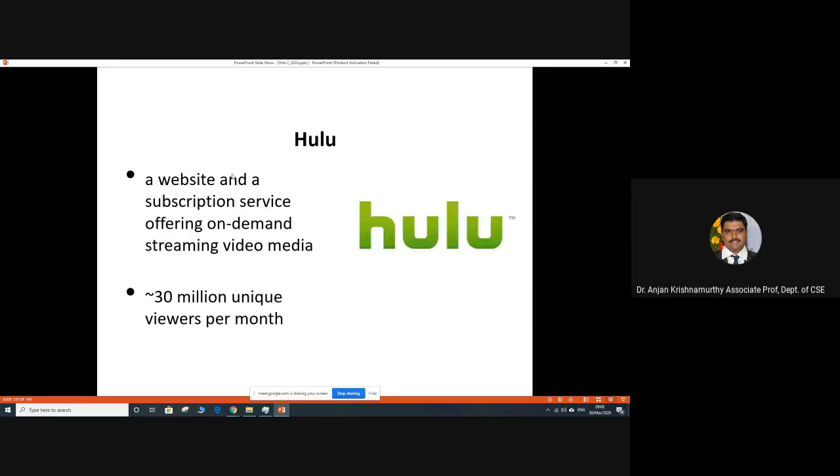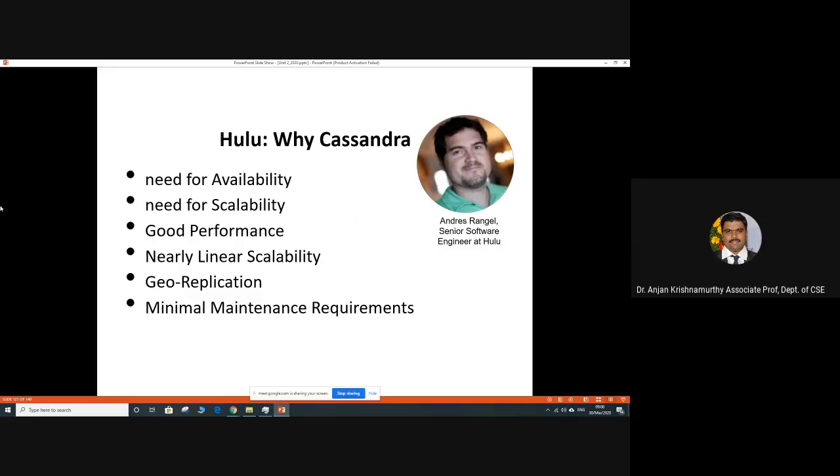Similarly, you have another app called Hulu. Hulu is basically a website and a subscription service offering on-demand streaming video. There are 30 million unique viewers per month for Hulu, right? It's a very popular app in America. Why did they use this? There is a need for availability, scalability, good performance, nearly linear scalability, geo-replication, and minimal maintenance requirements. These are some of the aspects of why they used Cassandra for this particular application.